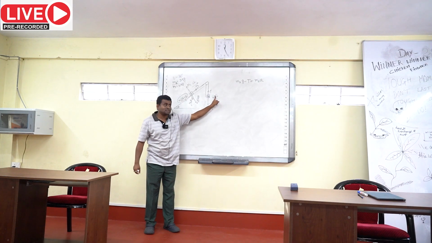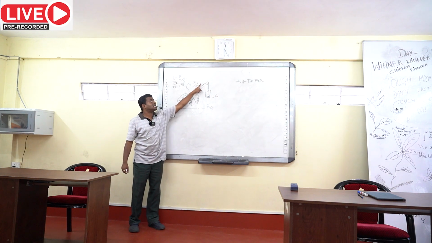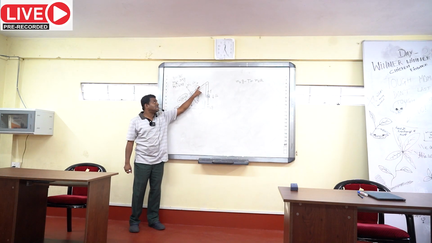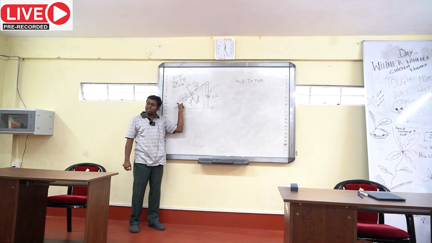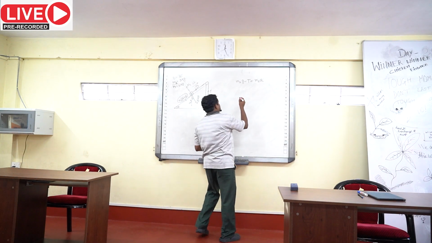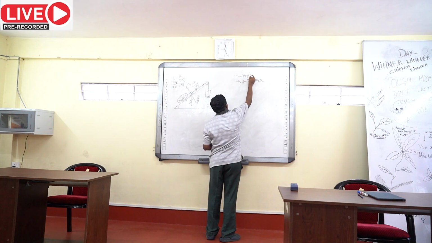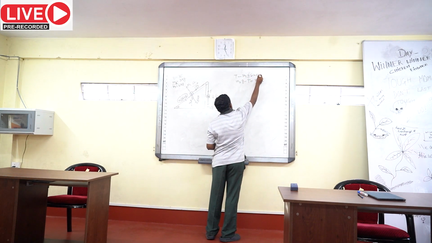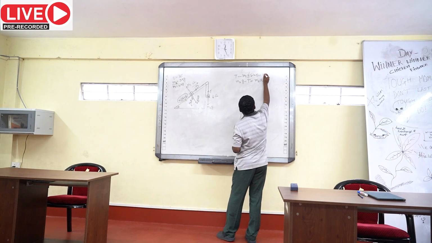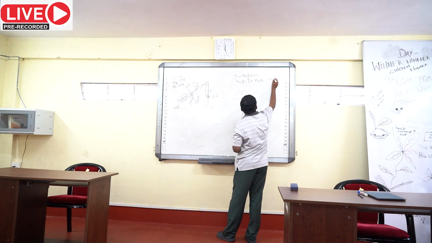For this one, how do we write? m2g minus T. Then for this acceleration direction, the force is more. So T minus the force in the opposite direction, m1g sine theta. So write T minus m1g sine theta equal to m1a. Now your two equations are complete. Now you can solve.